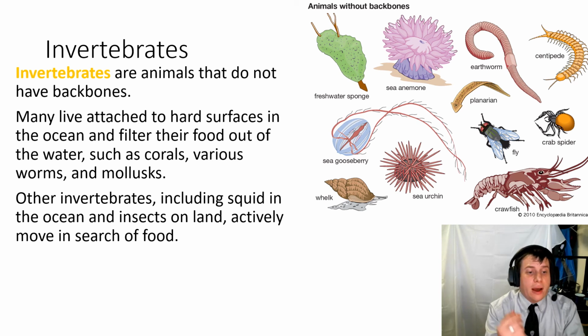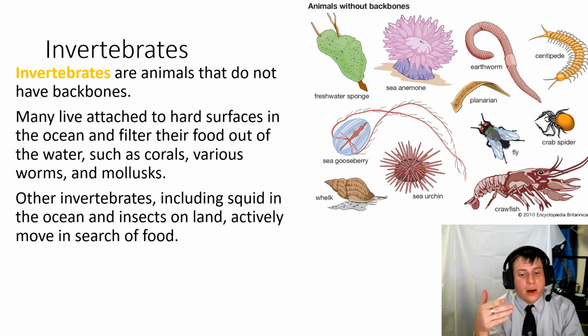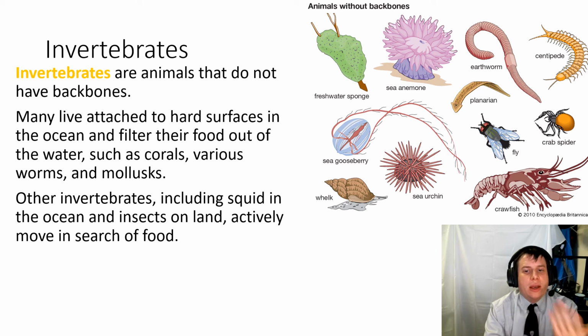You also have crayfish, which you see above me. They're like lobsters. You have sea urchins. They're able to move. You have the whelk, which is basically a type of snail that lives in the ocean. It's able to move around. You have sponges. You have fresh and saltwater sponges. You have the sea anemone, flatworms, roundworms, and then you have, again, organisms like the centipede, the fly, and the spider that are arthropods that live on land.